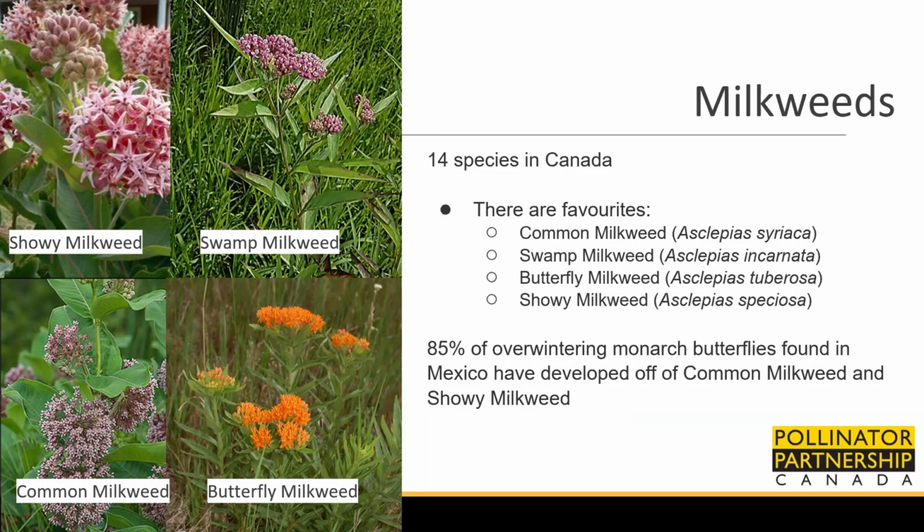There are 14 species of milkweed in Canada. Monarch butterflies favor common milkweed, Asclepias syriaca, swamp milkweed, Asclepias incarnata, butterfly milkweed, Asclepias tuberosa, and showy milkweed, Asclepias speciosa. Research has shown that nearly 85% of the monarchs that are overwintering in Mexico have developed on either common or showy milkweed.